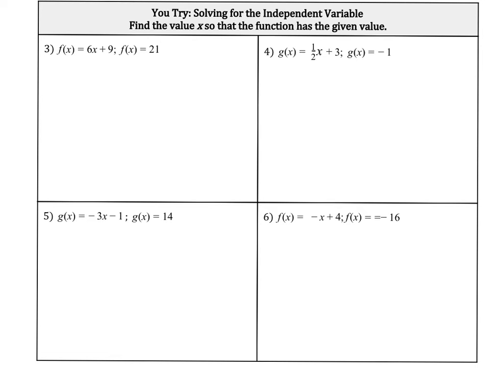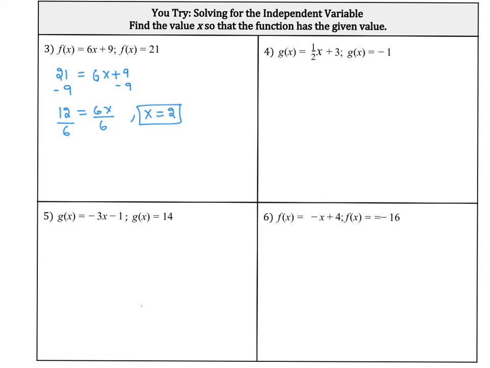Chapter 5.4, example number 2, you try problem number 3. What is given here is the f(x) value. So you're going to substitute f(x) as 21 and then solve for x. You're going to subtract 9 from both sides. So you get 21 minus 9, which is 12, equals 6x. Divide by 6 on both sides. You get x equals 2.